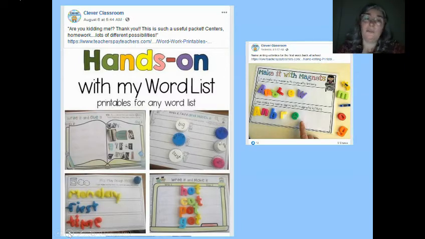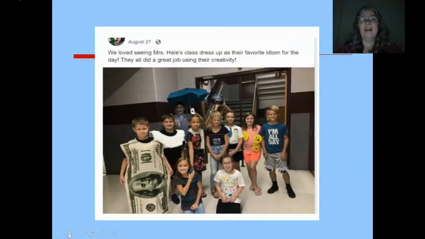Here's another one, being creative with how you do your word list. Students don't have to just always write their words out. Maybe they could spell them with magnets. Maybe they could spell it out with Play-Doh. Creative.